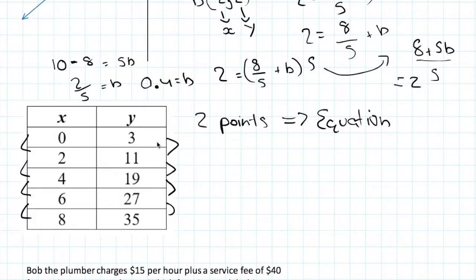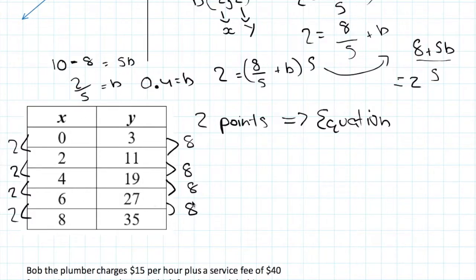So 11 minus 3, 8, of course, and 19 minus 11, also 8, 27 minus 19, 8, and 35 minus 27, also 8, and 2 minus 0, 2, 4 minus 2, 2, 2, 2, and so on. So we know that this table is in fact a linear table, so we can go on to solving for a linear equation that models this table, right?